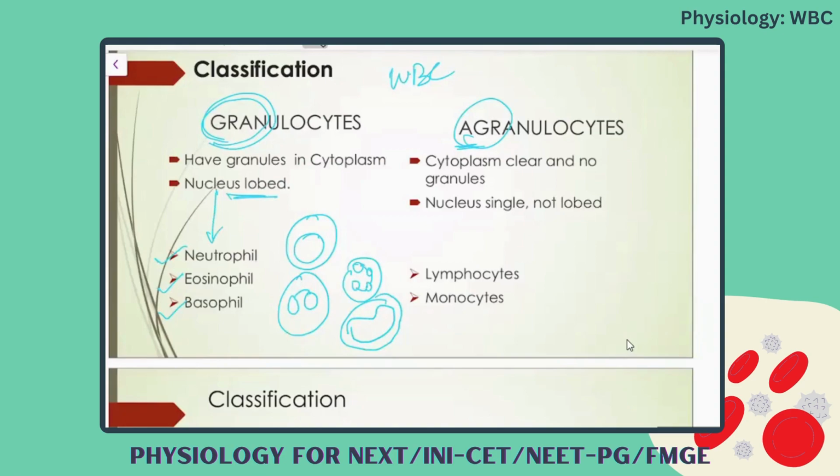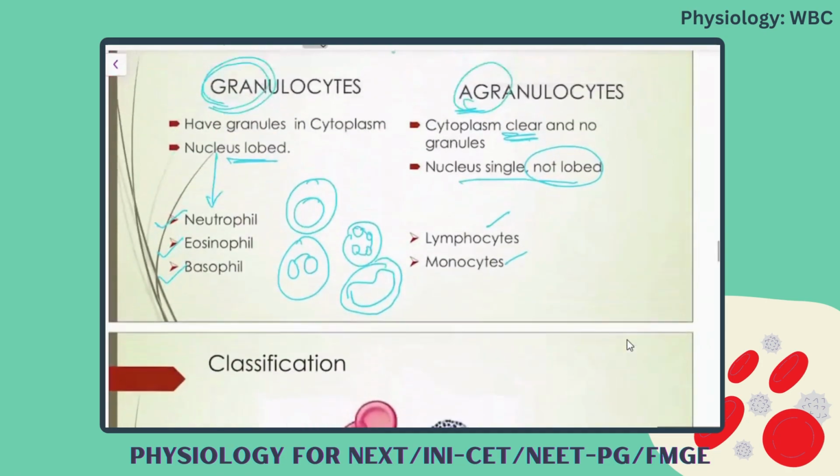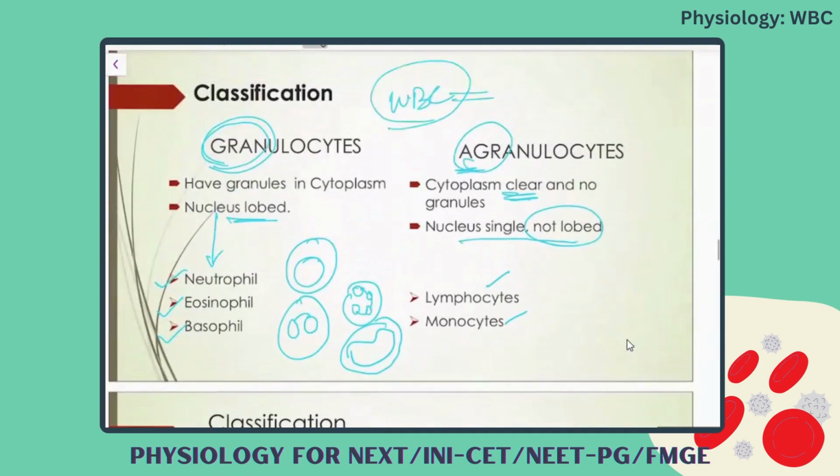And in agranulocytes, the cytoplasm is clear because there are no granules and there is a single nucleus, no lobes. It includes lymphocytes and the monocytes. This WBC we will consider in case of any type of infections. And the most common laboratory parameter which we will order is CBC and DC.